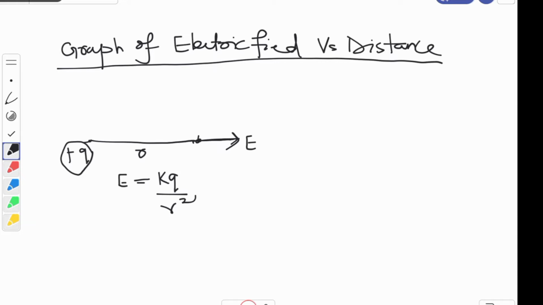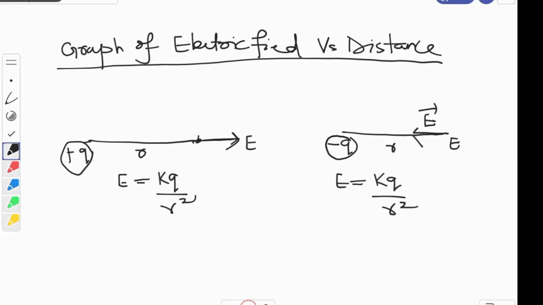Clear? Suppose minus Q charge is over here and I want to find the electric field at distance r. For this minus Q charge, E will be the same, kq by r square, and here the electric field direction will be towards the negative charge. This thing I have told several times. When the charge is positive, the electric field is away from the positive charge, and when the charge is negative, the electric field is towards the negative charge.